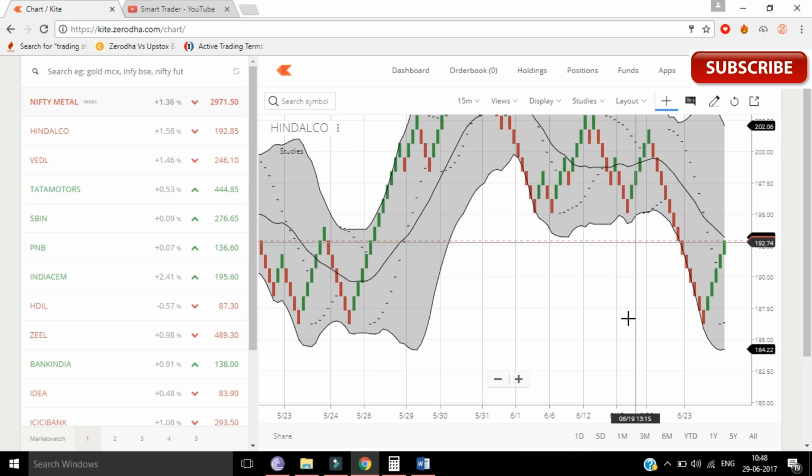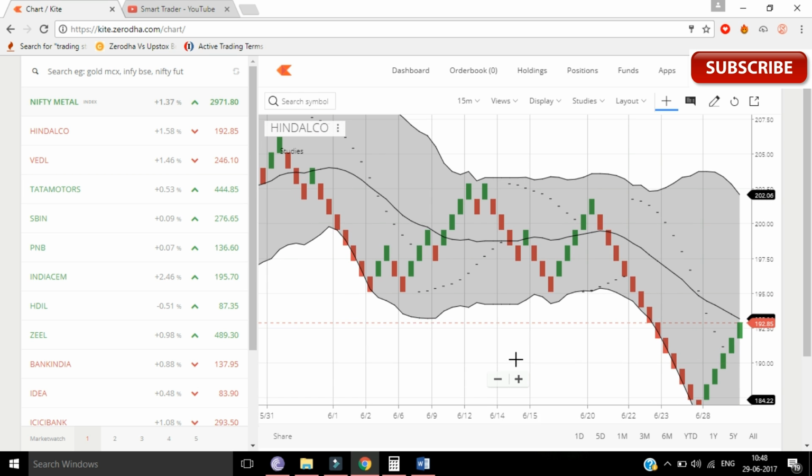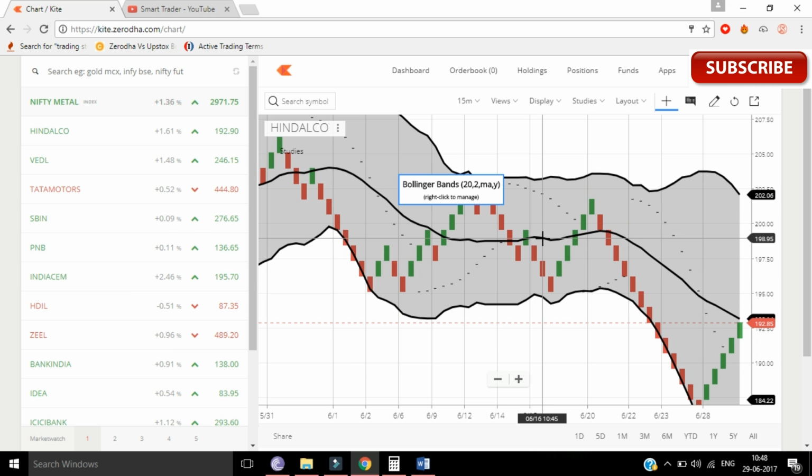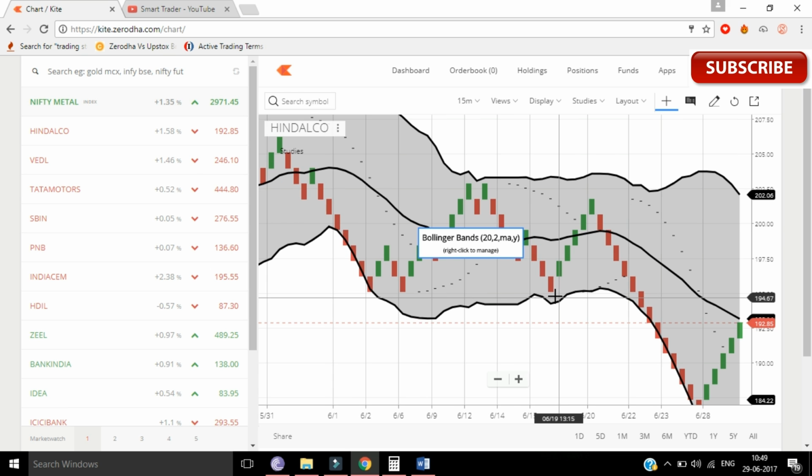The next day, 15th. Let's go to 15th. Okay, this is fine. If you go to 15th, below the center line, sell confirmation. So I will sell this at 198, 194.